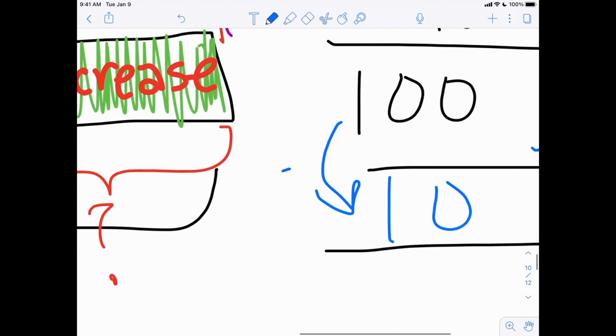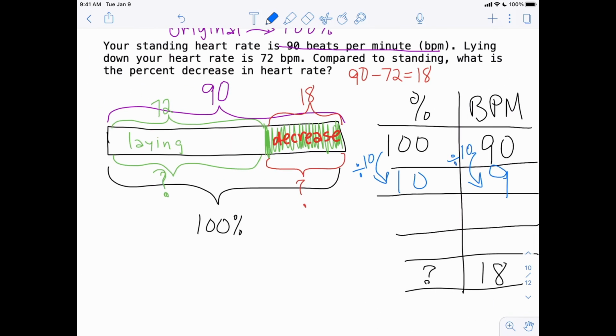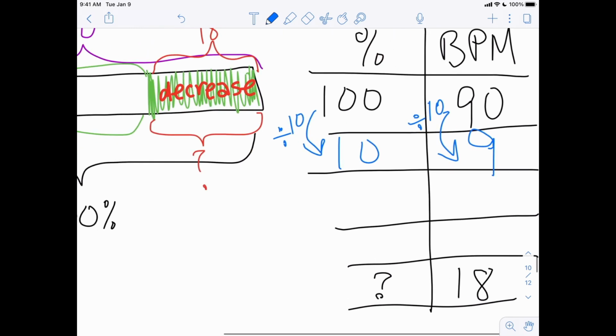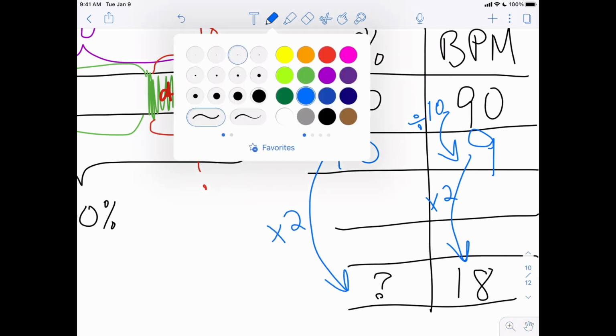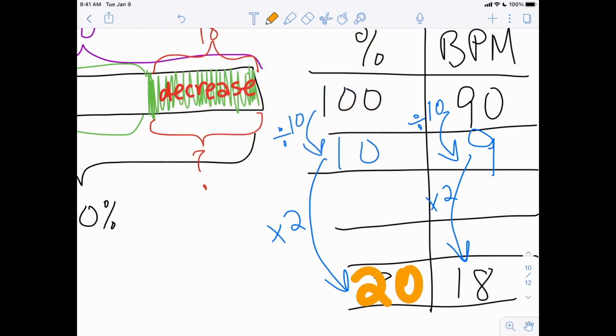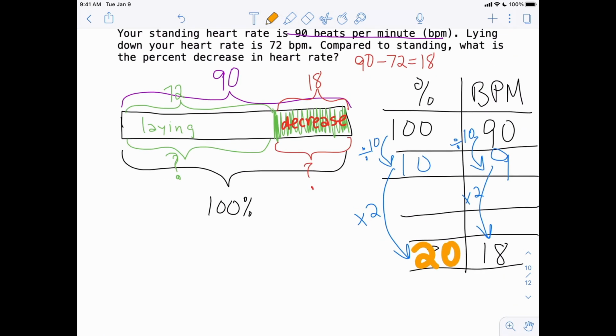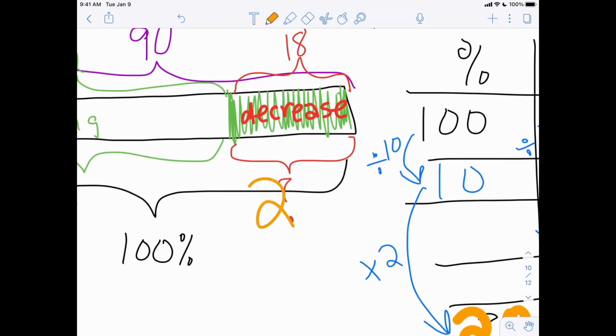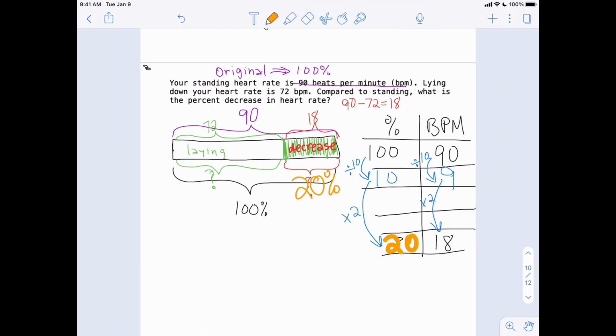Which means we're going to divide 100 by 10 to get 10. Well, now it's a walk in the park. Once we have 9 beats, all we have to do is double it to get 18. So I'm going to double it to get 18, which means I'm going to double the 10 to get 20. And so now we know that our percent is 20%. So 20% represents the 18 beats per minute.